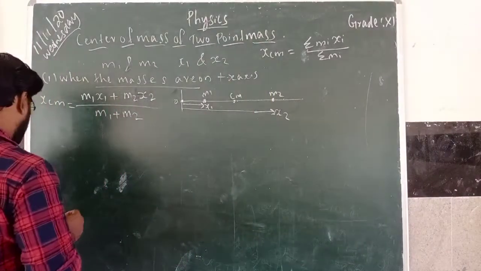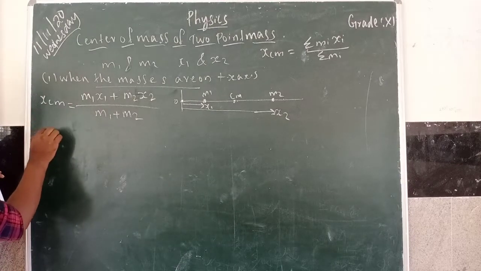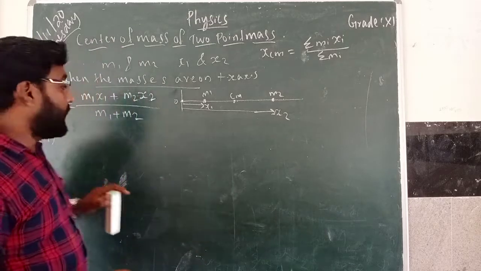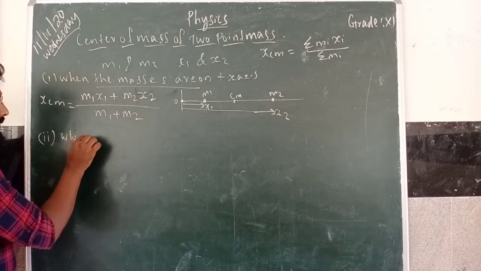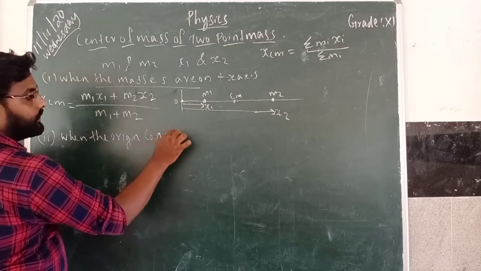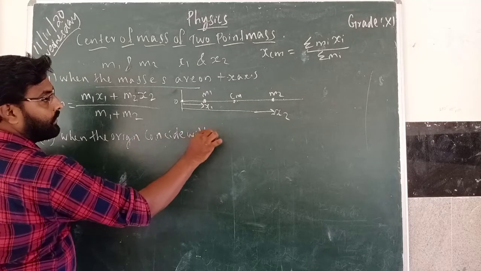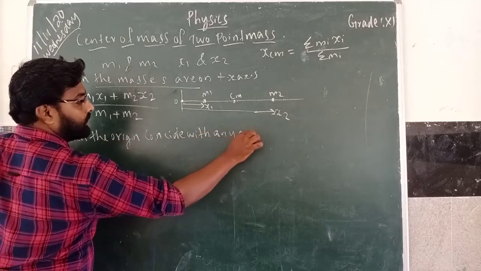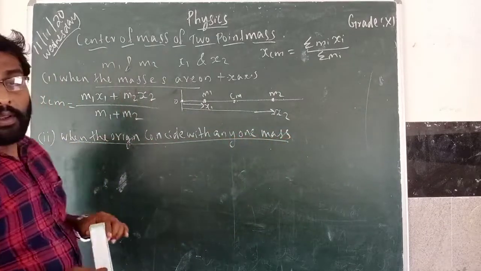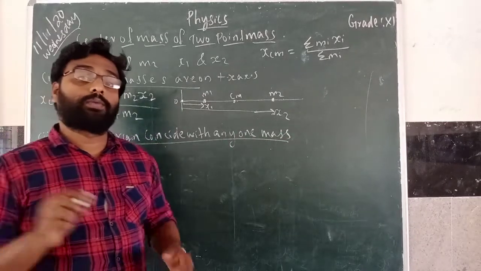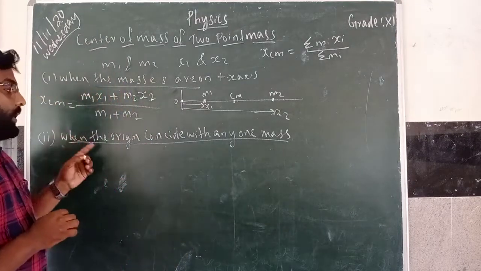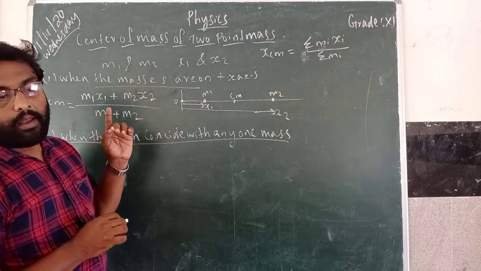In the same way, you can find the second way. The second way is when the origin coincides with any one mass. This is the second way you can find the center of mass for these two masses kept at different positions, when the origin coincides with any one of the masses.